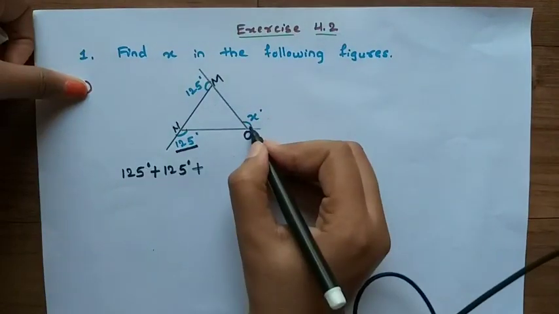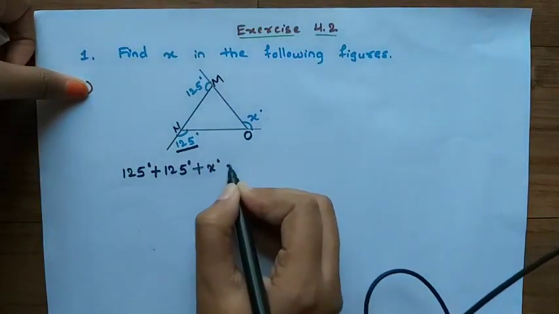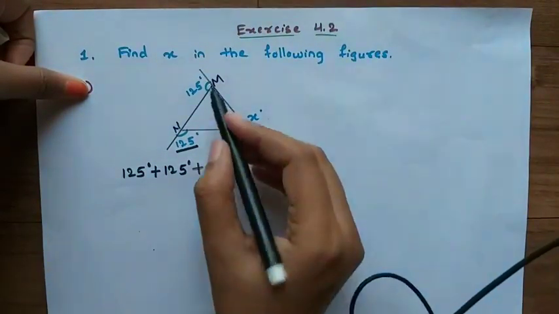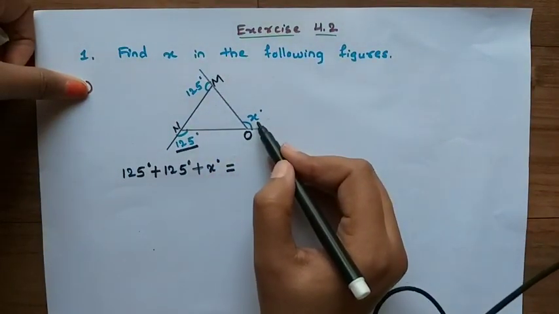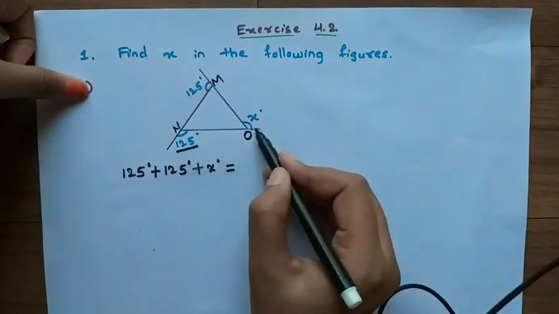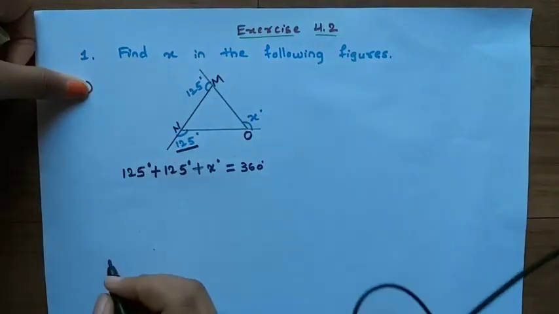Plus here the third exterior angle is what here? X. We have to find this condition only. The sum of the exterior angles of a triangle is 360 degrees. Here the sum of these three exterior angles is 360 degrees. That is 125 degrees plus 125 degrees plus x is equal to 360 degrees.